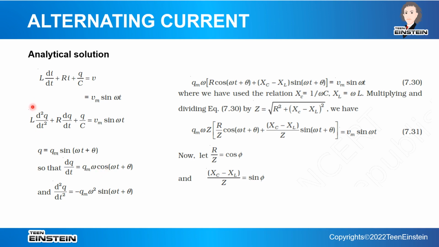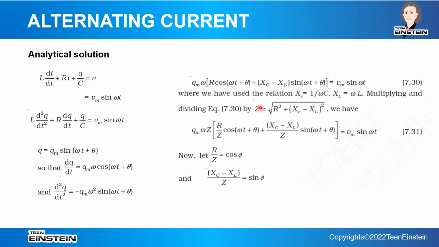So let's substitute L d squared q by dt squared. Instead of d squared q by dt squared, you substitute this whole term. Similarly, you substitute all these terms and then rearrange the terms, then you get this equation. So this is the term that contains R here. So this is the term that contains L and C. If you rearrange and then substitute 1 by omega C equal to XC and omega L equal to XL, then you get this equation. Okay.